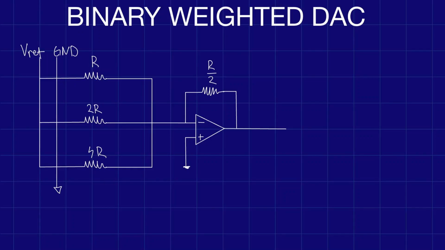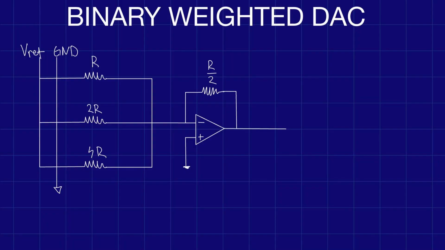Hello everyone, in this video we're going to be talking about the binary weighted DAC. Until now we talked about analog to digital converters or ADCs, and this is the first video talking about digital to analog converters or DACs. This particular DAC is called the weighted one because of the way that the resistances are put.